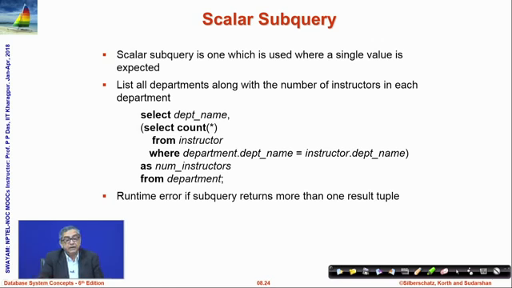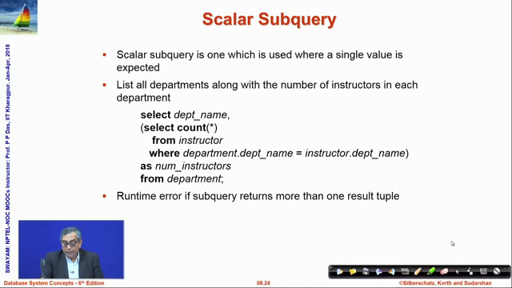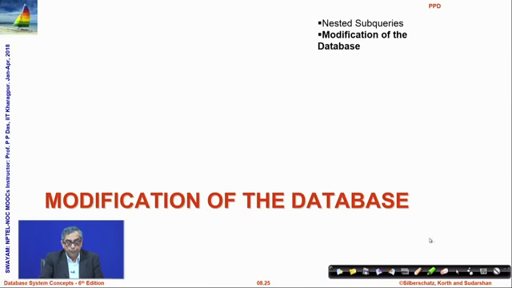Naturally, since every entry in the select clause has to be an attribute, pure relations are not possible. So, if the subquery returns more than one tuple, which cannot be conceived as one or more attributes, then it will be a runtime error. That will not be allowed, because we do not know how to handle multiple tuples in a select clause. Okay.